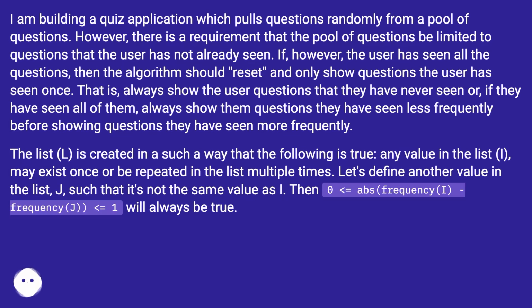Let's define another value in the list J, such that it's not the same value as I. Then 0 is lower than or equal to abs(frequency(I) - frequency(J)), which is lower than or equal to 1, will always be true.